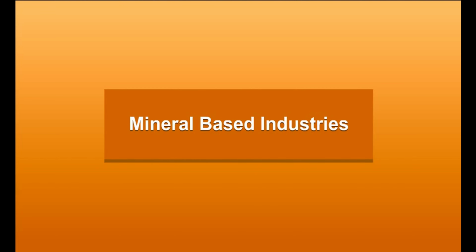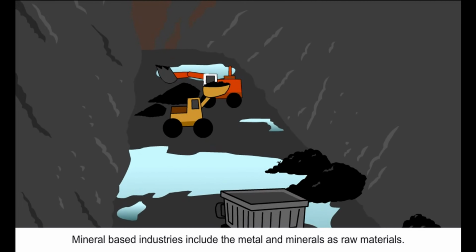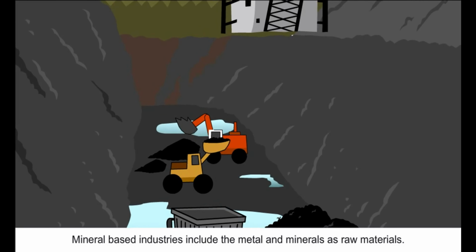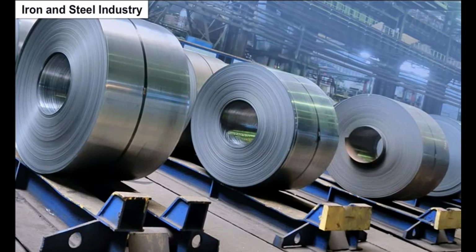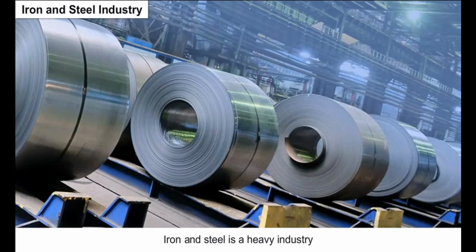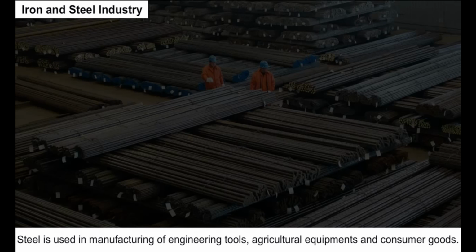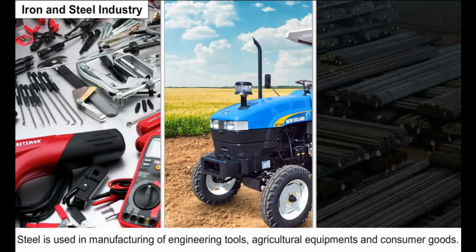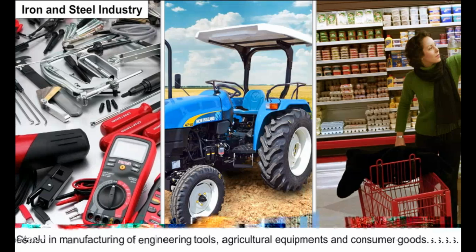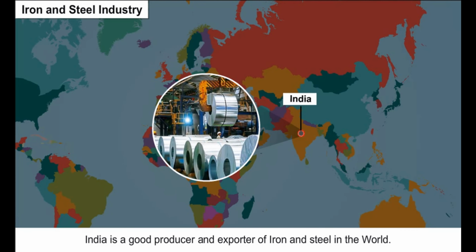Mineral-based industries. Mineral-based industries use metals and minerals as raw materials. Iron and steel industry. Iron and steel is a heavy industry. Steel is used in manufacturing of engineering tools, agricultural equipment, and consumer goods. India is a good producer and exporter of iron and steel in the world.